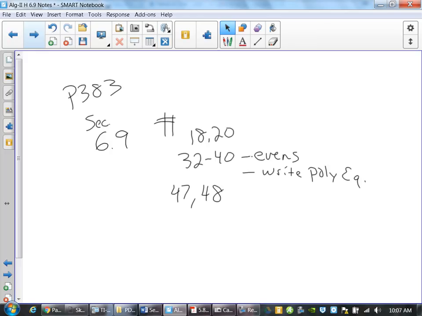32 through 40, those are the even ones. And you'll find the finite difference, and then you'll use a matrix to write the equation. Okay?